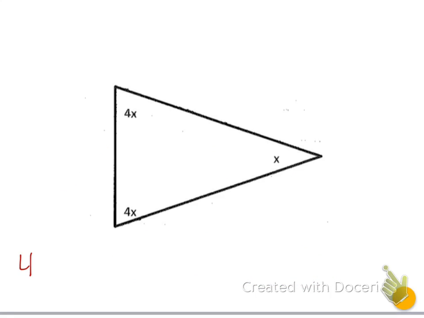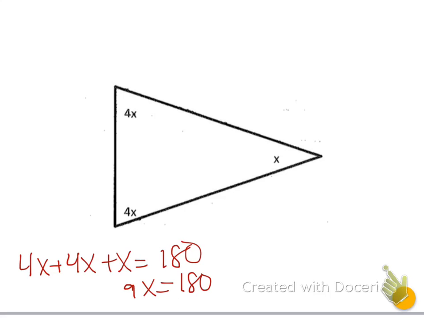Okay, so 4x plus 4x plus x should equal 180. 4x plus 4x is 8x plus x is 9x. 180 divided by 9 is 20. So this is 20 degrees. 4 times 20, 80 degrees, 80 degrees.